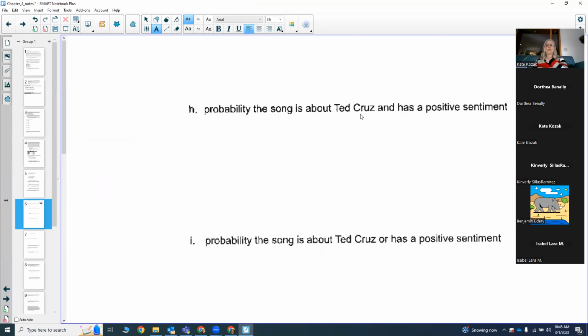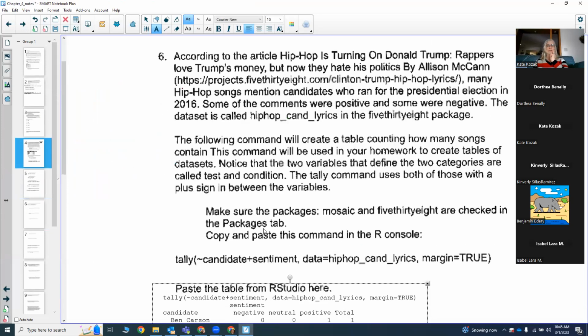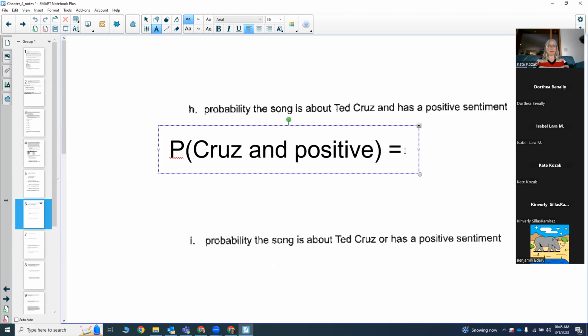Let's find out the probability the song is about Ted Cruz and has a positive sentiment. So I'll go back to my chart, my table. What's the probability of Ted Cruz and positive? Zero. I'm going to go ahead with my 0 out of 377, but that is equal to 0. So, in other words, there were no songs that were positive about him.